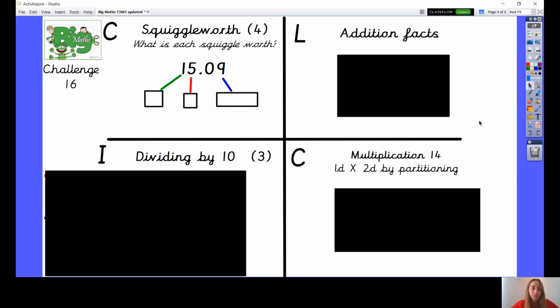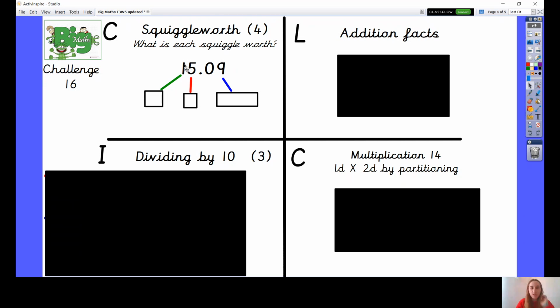So your Squiggleworth number today is 15.09. I've asked you to partition it into 3 different parts. So write the number out, have a go at partitioning it and press play again when you're ready to check.